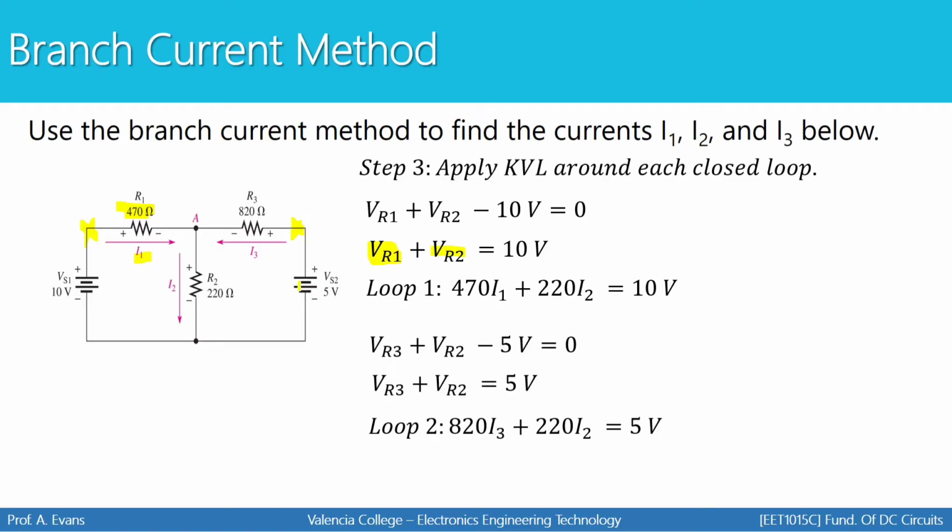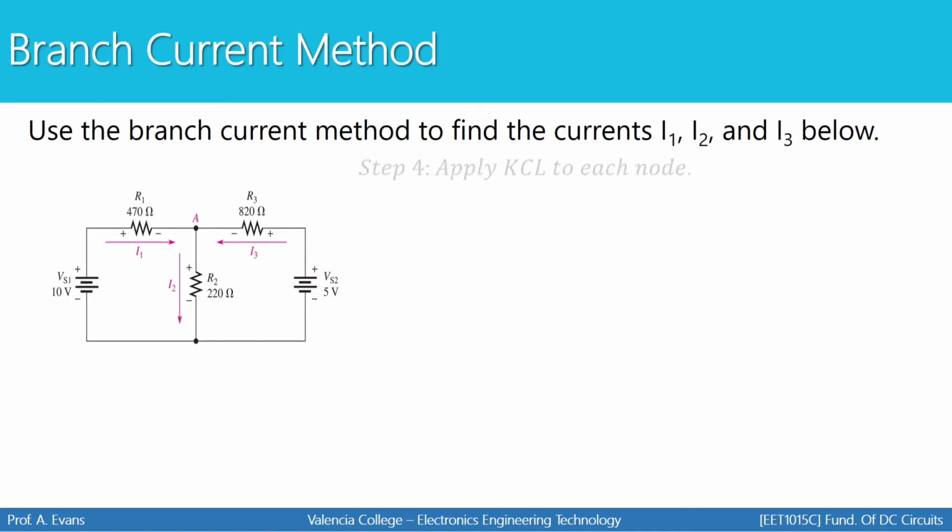Keep in mind, I'm trying to find three things. Each branch current, I1, I2, and I3. If I'm trying to find three things, I need three equations that give me a relationship between those things. So far, I only have two equations, so I need a third equation. My third equation will come from KCL. I have one node, node A. I'm going to apply KCL to that node. According to KCL, the current going in has to equal the current coming out, which means that I1 plus I3 has to equal I2.